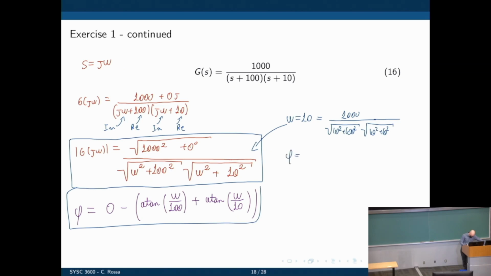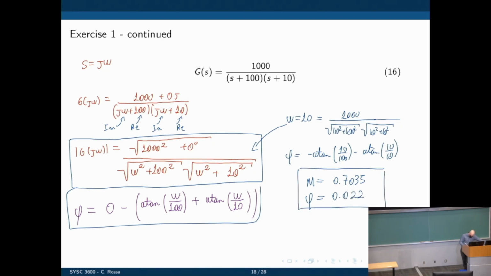And the phase is negative arctan of 10 over 100 minus arctan of 10 over 10. And this gives a magnitude of 0.7035 and a phase of 0.022. This is in radians.